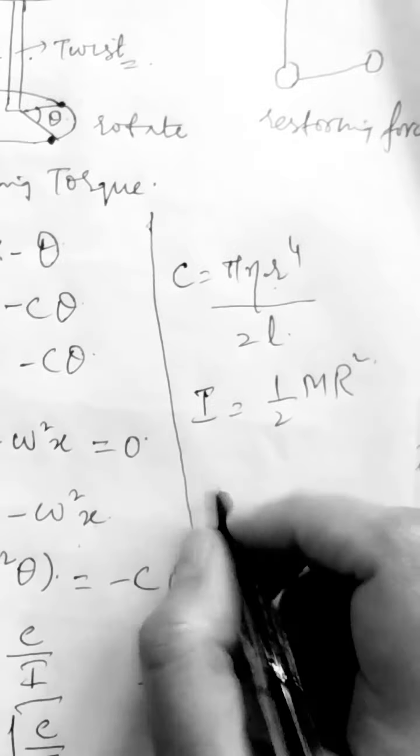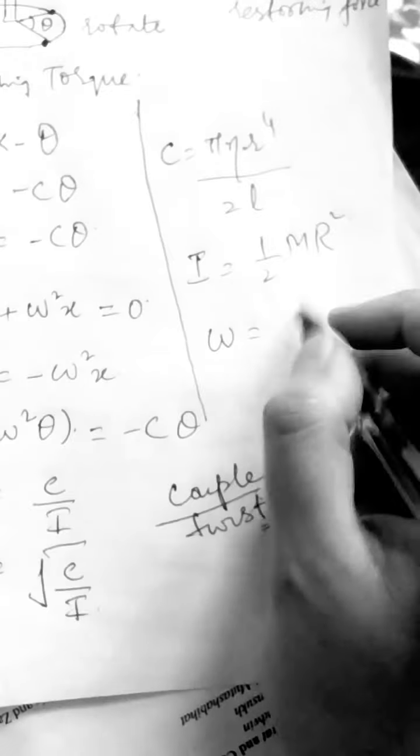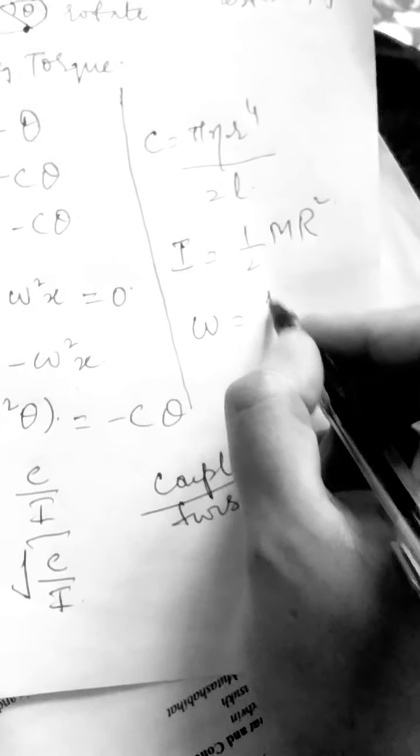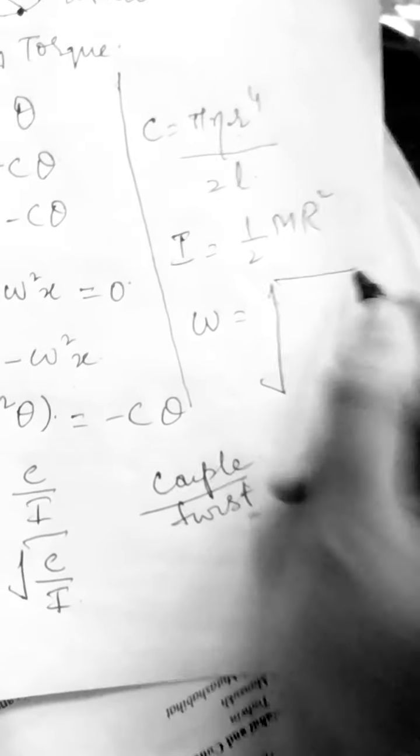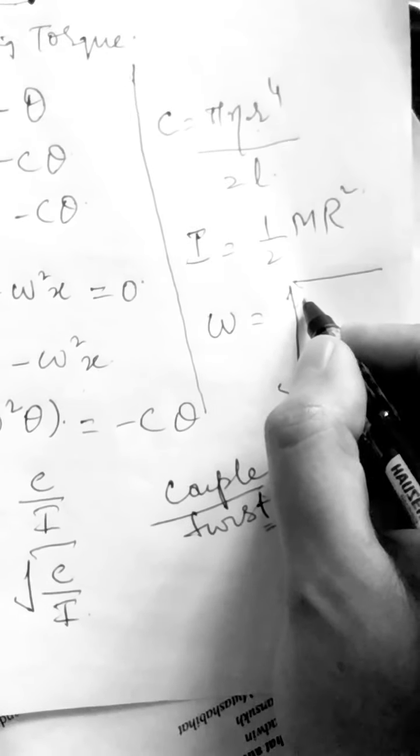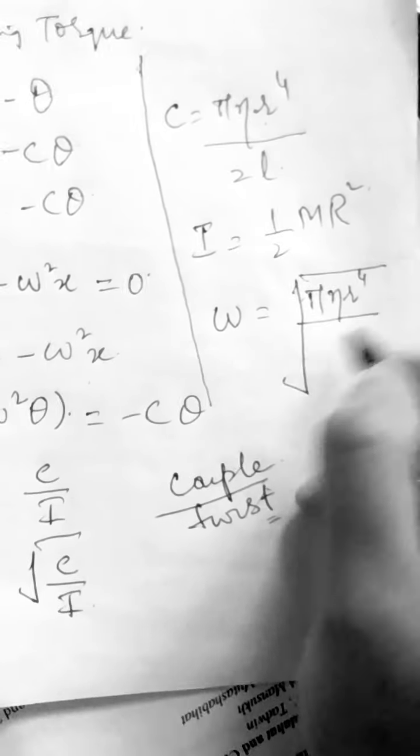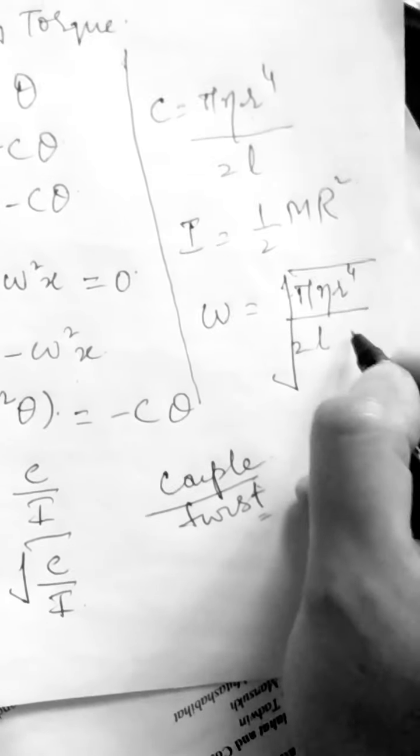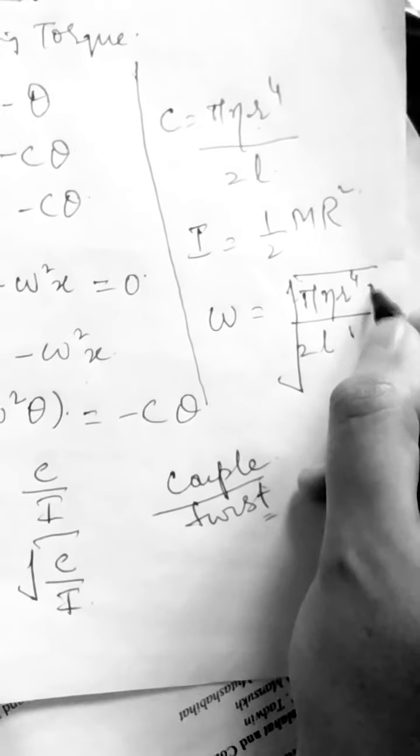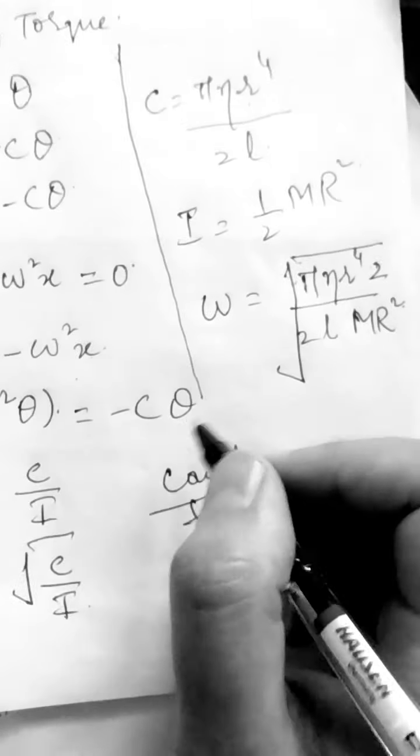So let us substitute that value here. So what do we get? Essentially, we get omega is equal to, you give these values here. For C you can write pi eta r 4 by 2L, then it will be half of, that is 2, then it will be m r square, right?